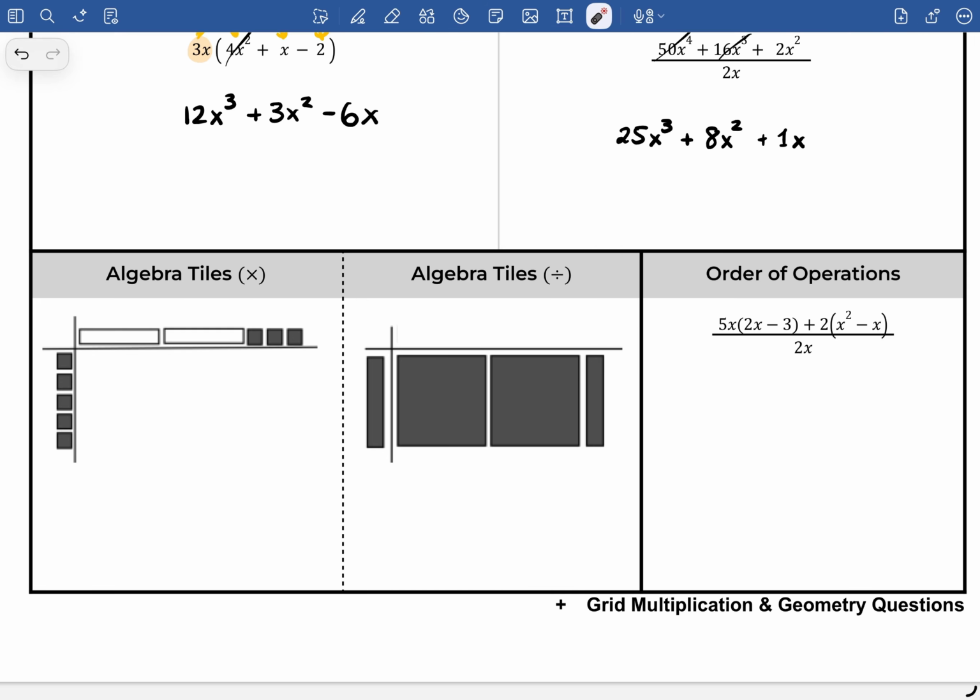Okay, I can guarantee you, and I don't always do this, on your test there will be questions. I think the only algebra tile questions are like this, where what I'm asking you to do is either a multiplication or division statement.